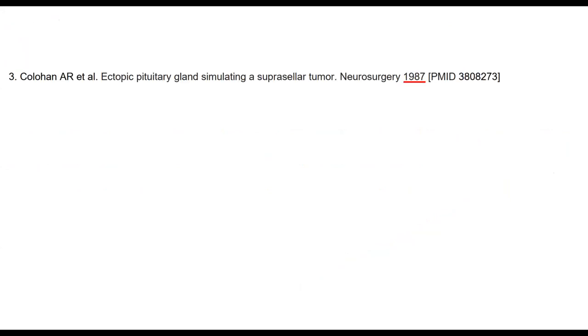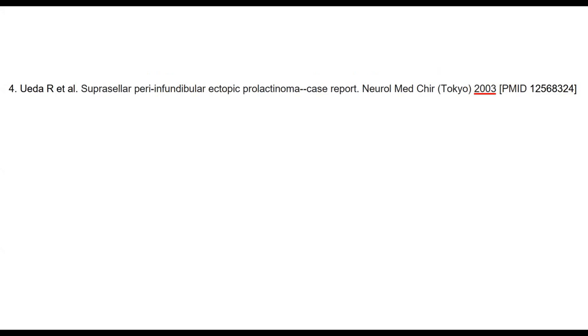After the original 1985 paper, by Dr. Horry and Colohan, ectopic pituitary gland tissue simulating a suprasellar tumor. So the rest in this particular patient was not an adenoma. It was just the ectopic gland, the adenohypophyseal tissue, large enough to be visualized as a tumor. 1987. All right. Then, suprasellar peri-infundibular ectopic prolactinoma confirmed, not arising from the pars tuberalis, exactly like our case. 2003.